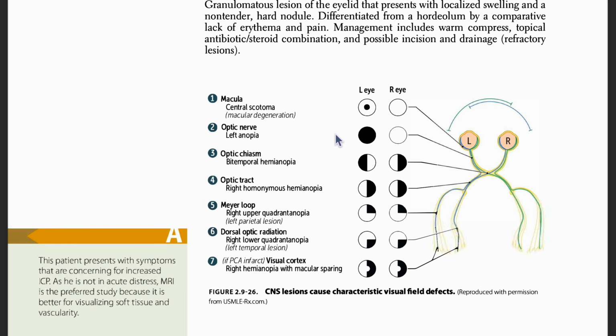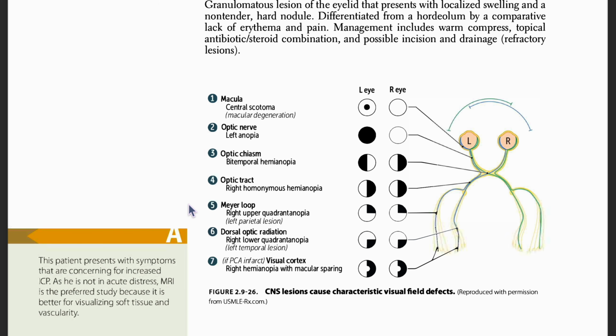So again, one more time. This was the macula. This is the optic nerve. This is the optic chiasm. This is the optic tract. This was the Meyer loop. This is the dorsal. Meyer loop was a left parietal lesion. Dorsal optic radiation, that's the left temporal lesion. And then we have posterior cerebral artery infarct. Right, so visual cortex, and we have the macular sparing over there.